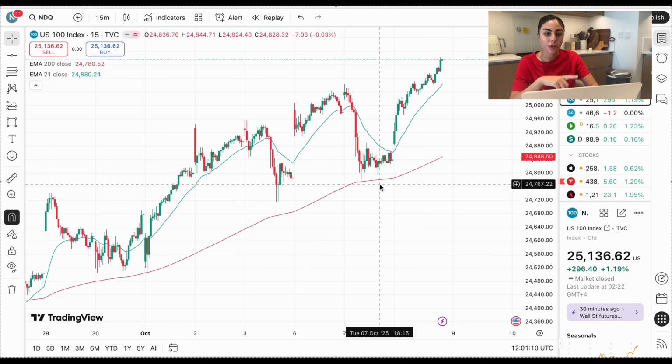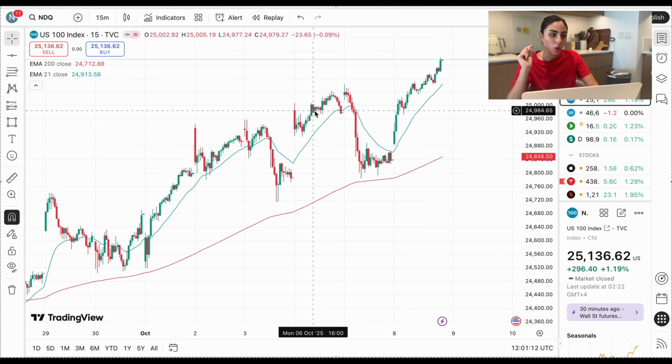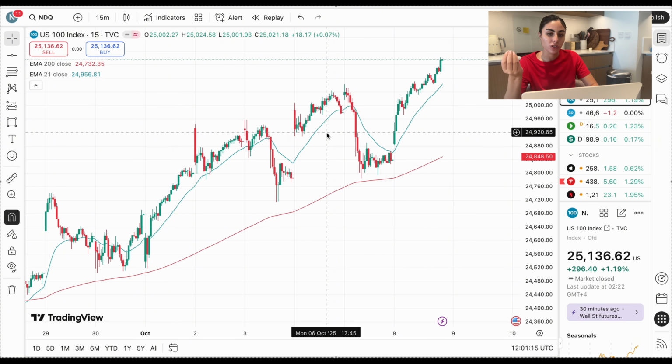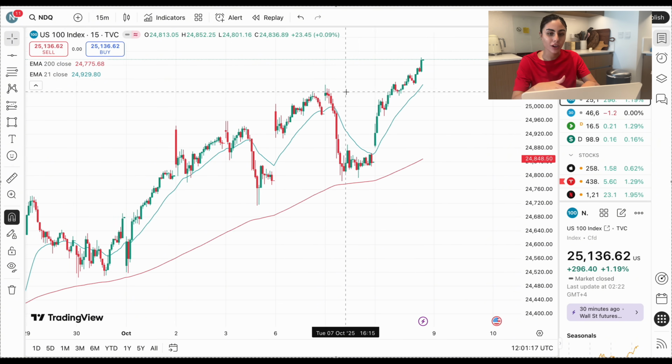So yeah, let's get straight into it. Okay guys, so right now I've just opened TradingView and I've opened the US 100 index just to explain to you how, if I was to trade this, how I would trade it.